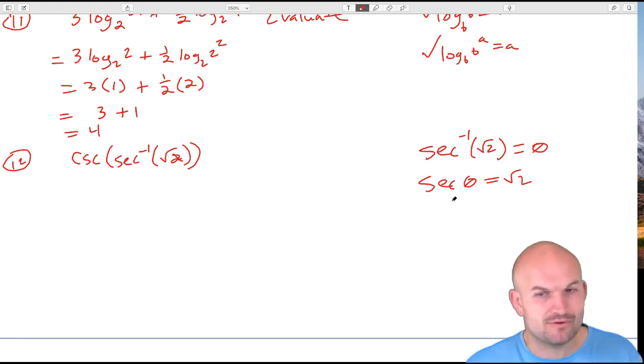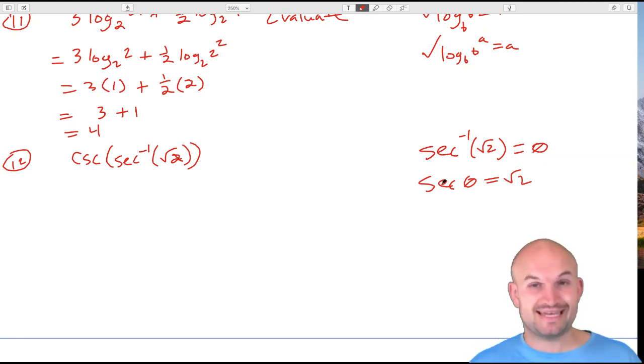Well, again, I'm not as well versed with the unit circle for secant, so why don't I rewrite it as the reciprocal?